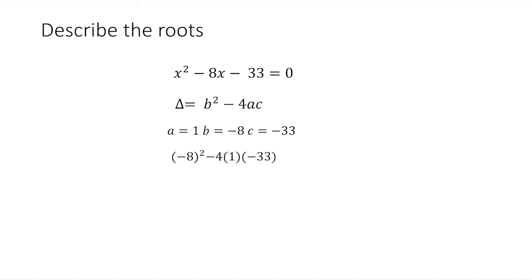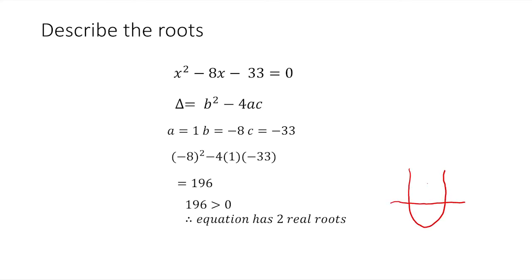Substituting these values into our discriminant formula gives us minus 8 squared minus 4 times 1 times minus 33. Putting these values in our calculator, we get 196. 196 is positive or greater than 0, and therefore your equation has 2 real roots. That means that this function will cross the x-axis at 2 points.